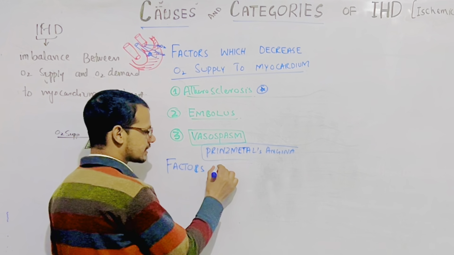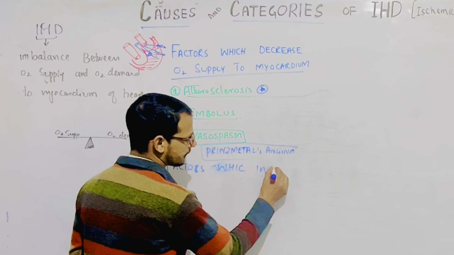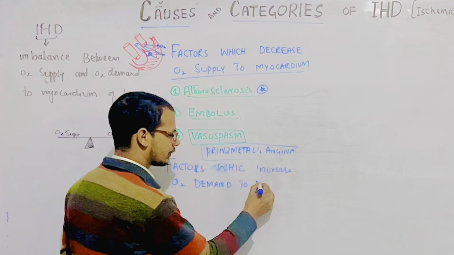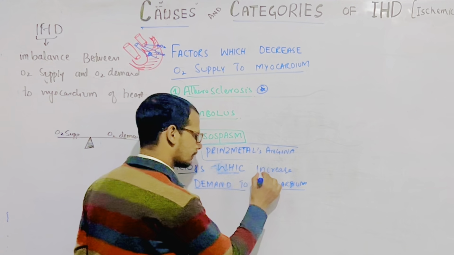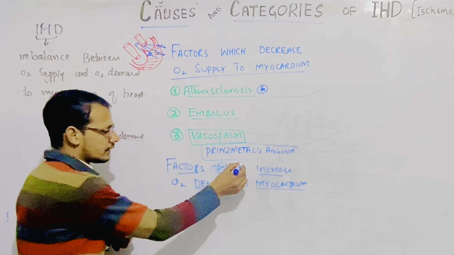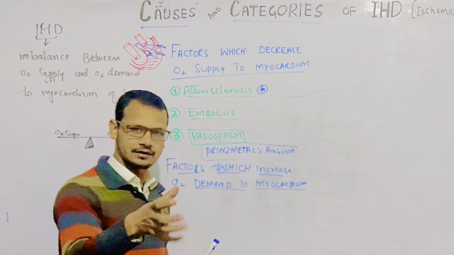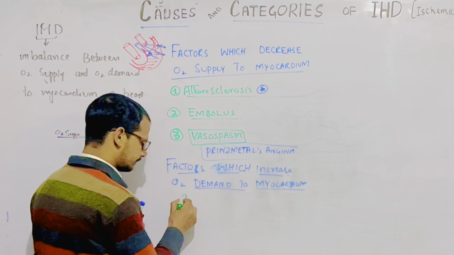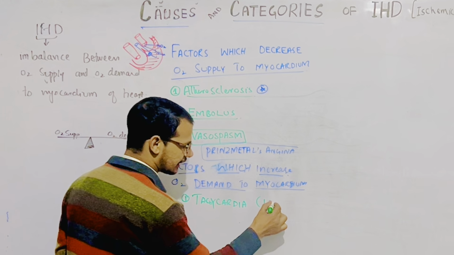Now the factors which increase oxygen demand to the myocardium. The first factor is tachycardia. When the heart is pumping very rapidly, it will demand more oxygen, so the oxygen demand will be increased. Tachycardia means increased heart rate.